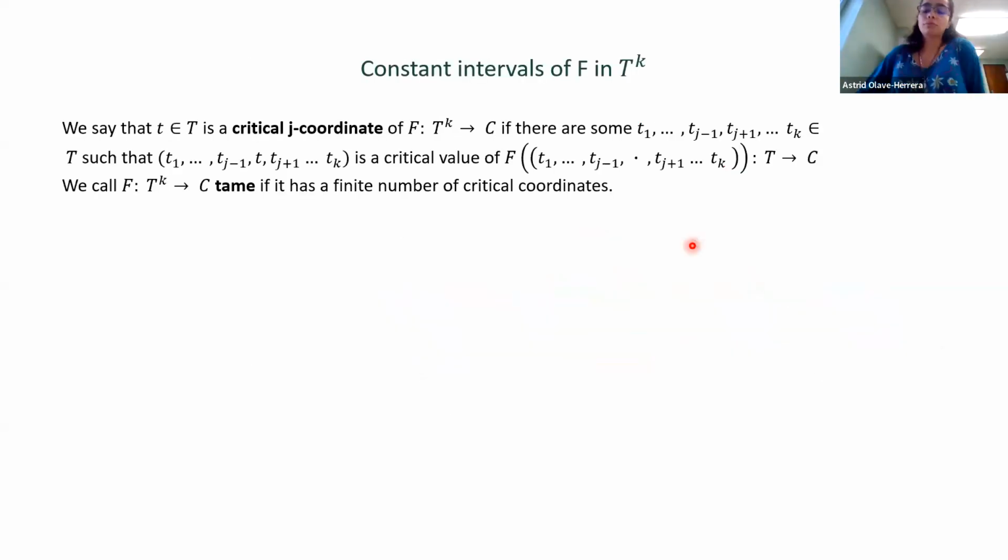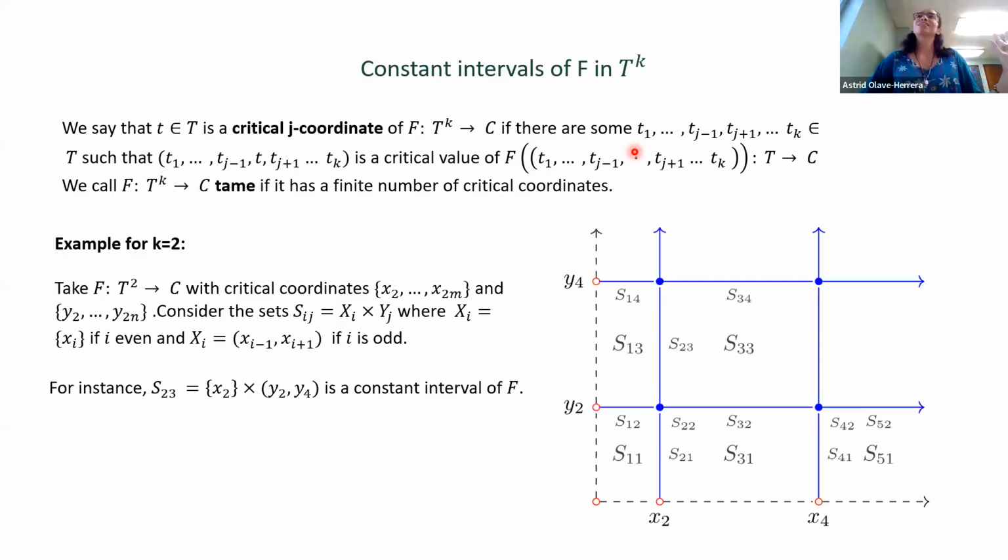So we need to first define what a constant interval is. We say that T is a critical J coordinate of these persistence modules that go from T to the power k to C, if there is some collection of k minus 1 elements such that, if I put T as the J coordinate over all those elements, that whole element is a critical value of this persistence module that is moving exactly at that J coordinate. Examples are better to see this, right?